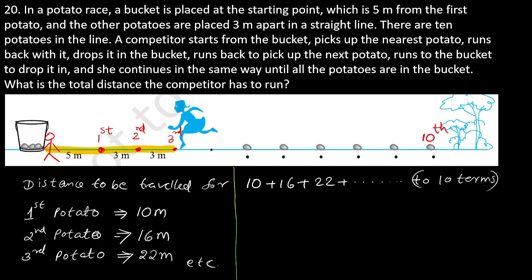So here the first term is 10. Common difference is 6. Number of terms is 10. Use the formula of Sn and find it. Send me the solution right now. I will wait for a maximum of 2 minutes. Use the direct formula you studied, n by 2 into 2a plus n minus 1 into d. Use the direct formula, find out Sn. That is the answer.